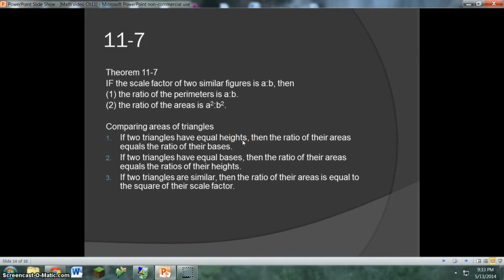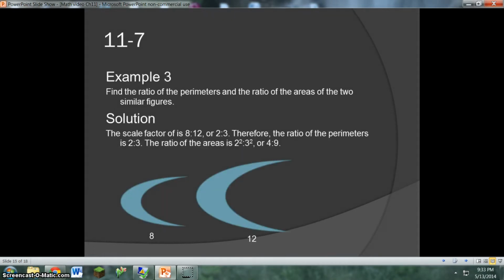Theorem 11.7. If the scale factor of two similar figures is a to b, then 1. The ratio of the perimeters is a to b, and 2. The ratio of the areas is a squared to b squared. This is explained further in example 3, where we find the ratio of the perimeters and the ratio of the areas of the two similar figures. The scale factor is 8 to 12 or 2 to 3. Therefore, the ratio of perimeters is 2 to 3, and the ratio of areas is 2 squared to 3 squared, or 4 to 9.